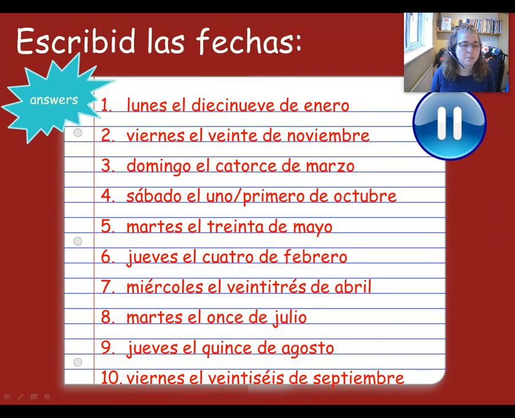Then number 5, martes el 30 de mayo. Number 6, jueves el 4 de febrero. Number 7, miércoles el 23 de abril. Number 8, martes el 11 de julio. Number 9, jueves el 15 de agosto. And number 10, viernes el 26 de septiembre.